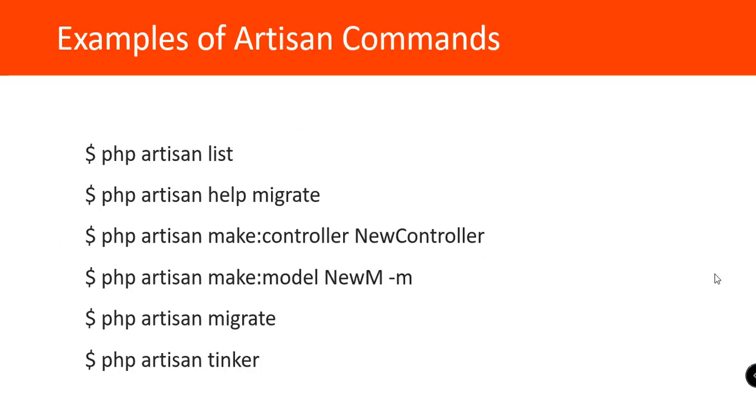These are examples of Artisan commands. We have php artisan list. We also have artisan help migrate. Also artisan make:controller and the new controller name. And here's the one if we want to make a model: artisan make:model, then the name of the model, and -m. And also we have php artisan migrate, and the last example here is artisan tinker. Some of these commands we're going to use later in this tutorial series, along with other commands that we probably need in our development process.